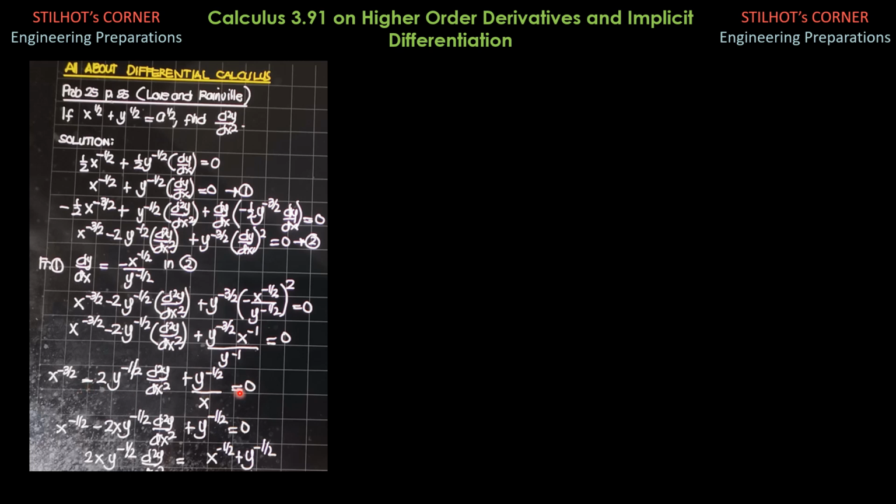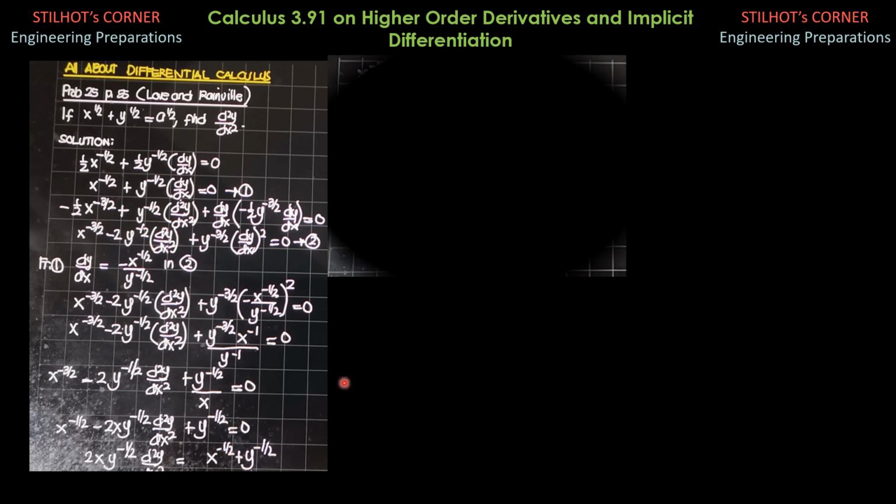Multiply everything by x, so we have x times x to the negative 3/2, so x to the negative 1/2, minus 2x y to the negative 1/2, second derivative of y with respect to x, plus y to the negative 1/2 equals 0. So transpose this to the right. It is 2x y to the negative 1/2, second derivative of y with respect to x, equals x to the negative 1/2 plus y to the negative 1/2.